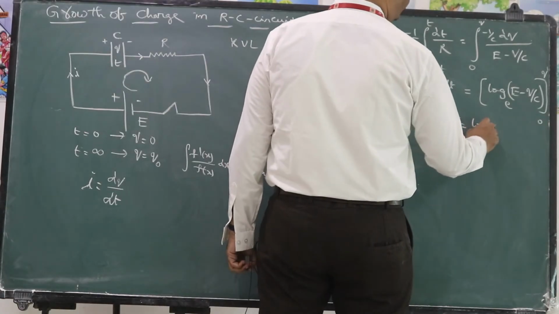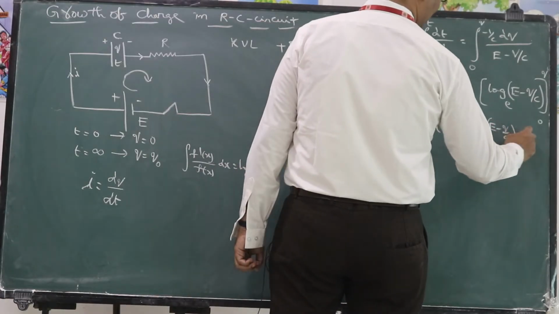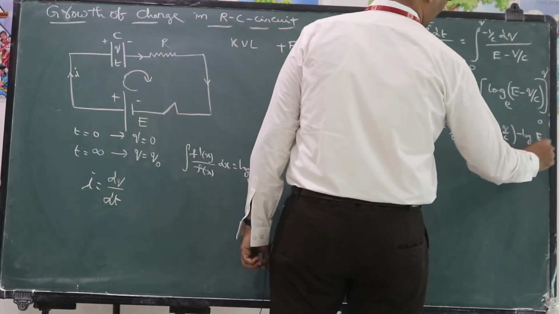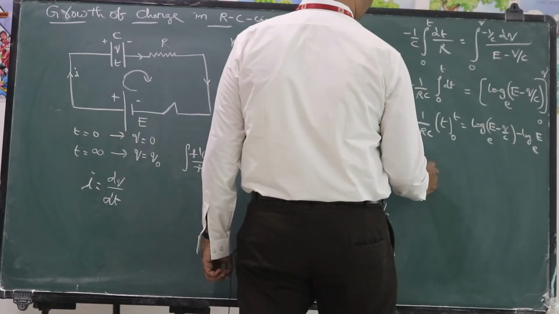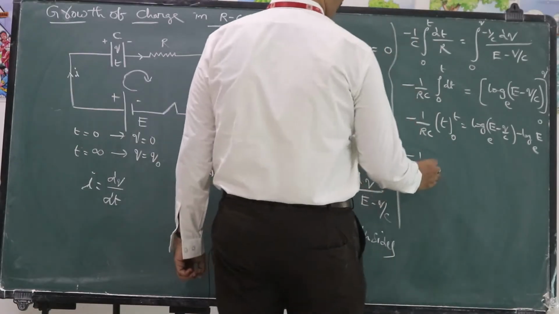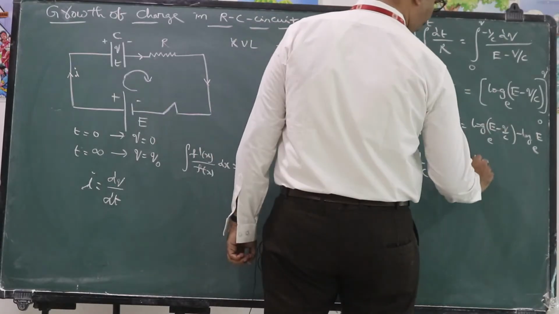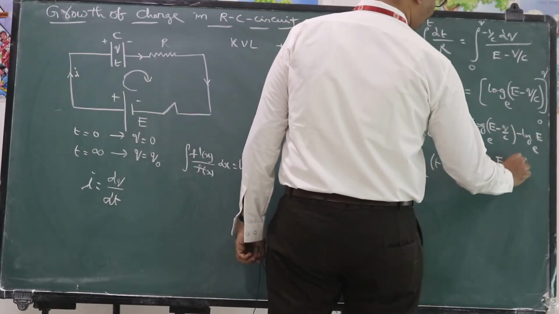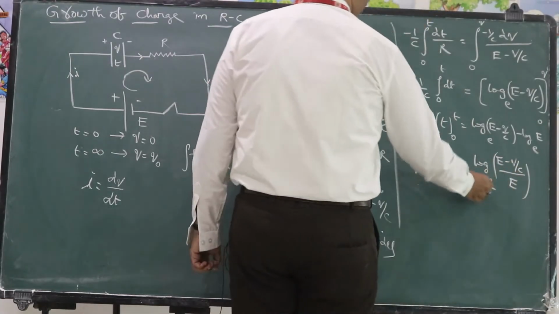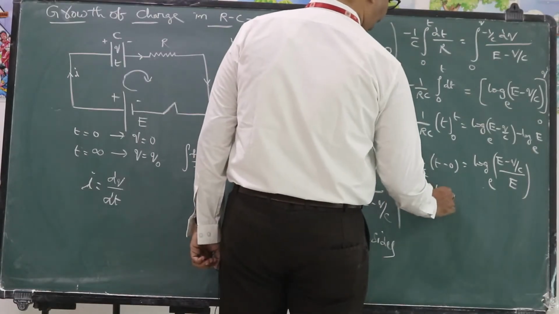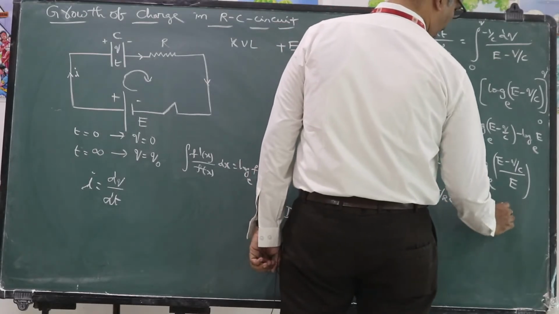It becomes log e of minus q by c to the base e, minus log e to the base e, because q becomes 0. Then minus 1 by RC into t minus 0, upper limit minus lower limit. log a minus log b is log of (e minus q by c) by e to the base e. If I bring this e this side, e power minus t by RC is equal to 1 minus q by ce.